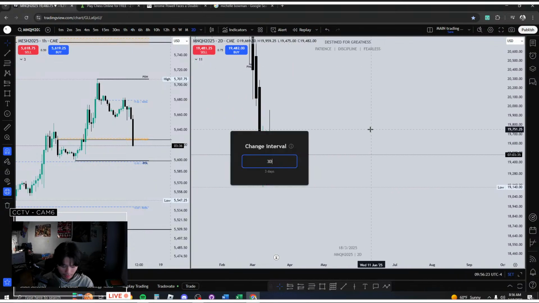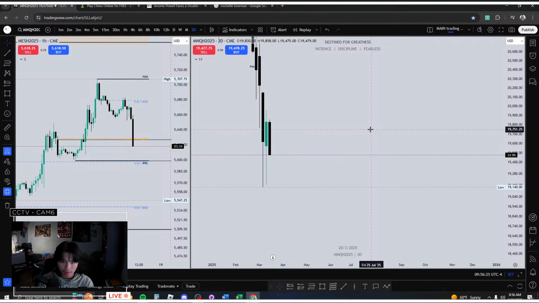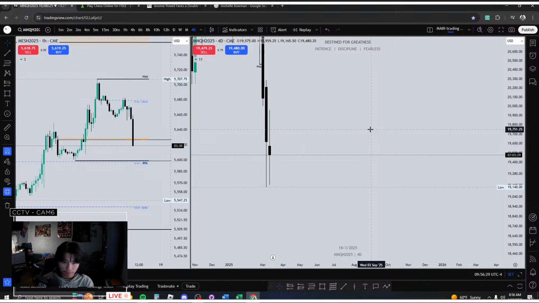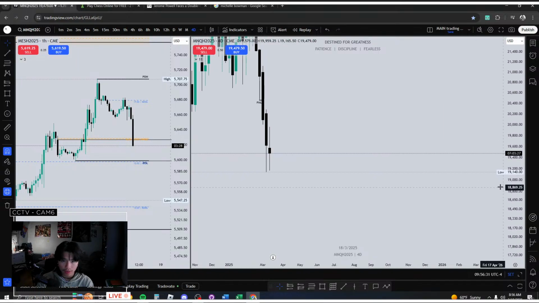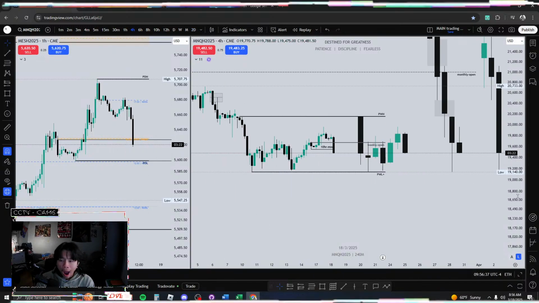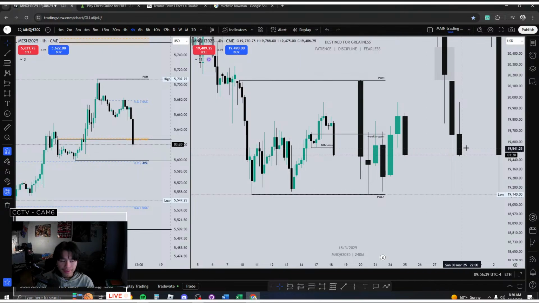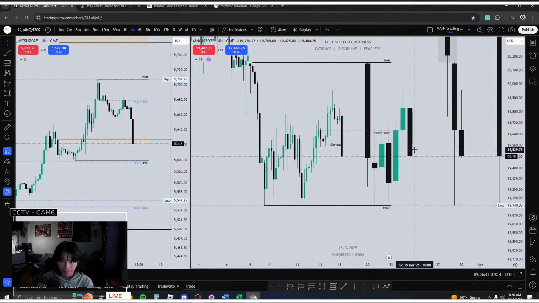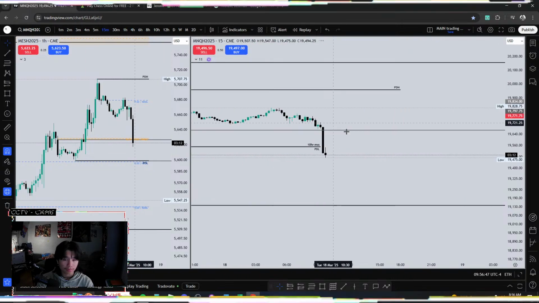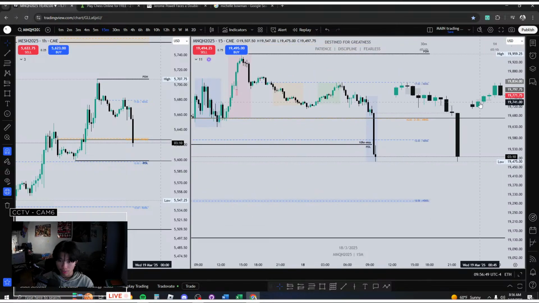There's a 2-day time frame. Let's look at the 3-day time frame. 4-day time frame. Okay. See, we have 3 minutes left.